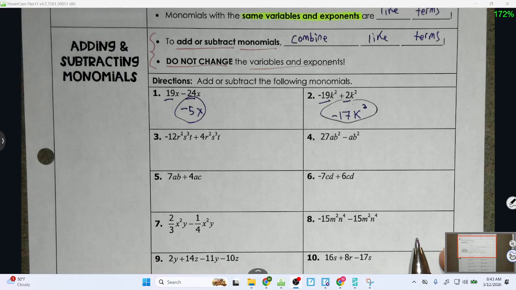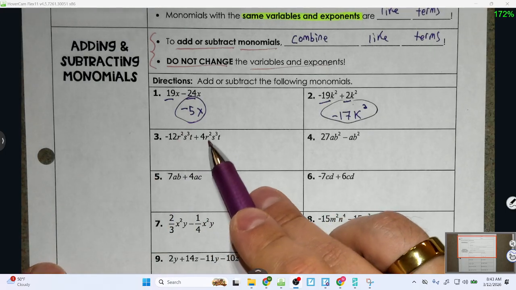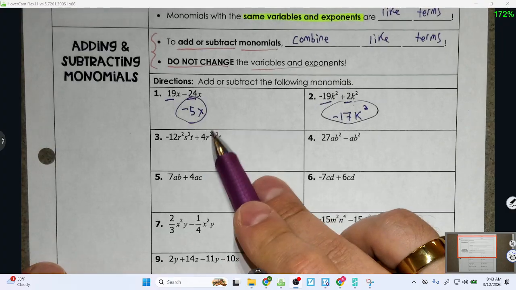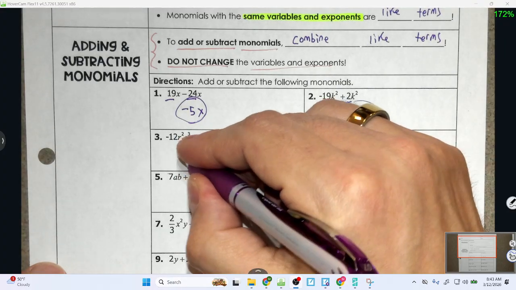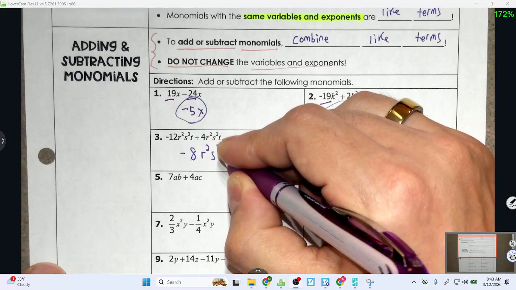So we're looking for similar terms. I see this as an r squared, an s third, a t. R squared, s third, t. Same variables and exponents. It's going to be negative 8. Don't change it: r squared, s to the third, t.